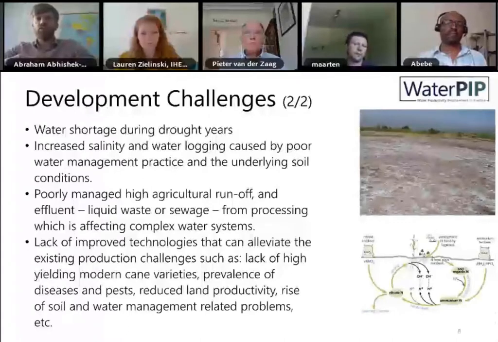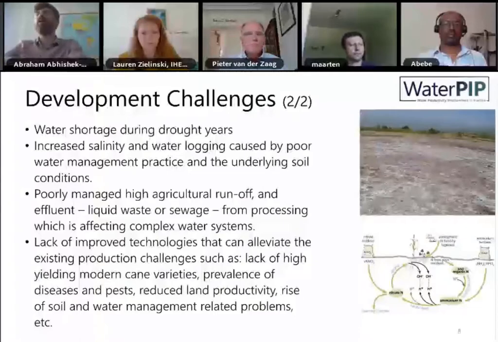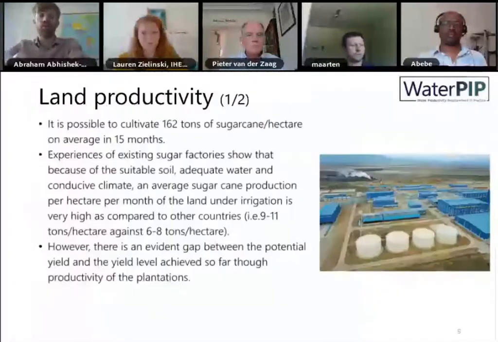Another challenge is this lack of improved technologies that can actually improve the existing production. Also looking at cane varieties, the challenge of prevalence of diseases and pests. And I think again here, also reflecting back, that finance problem is sort of a reoccurrent thing, right? What Abera also mentioned is that tackling diseases and pests, getting the modern cane varieties, etc., are very much a plan and a priority, but they are difficult in terms of implementation.